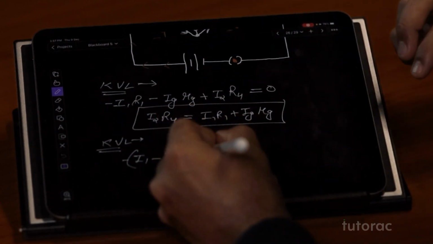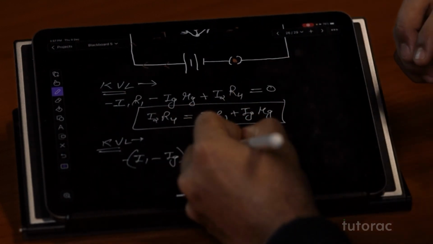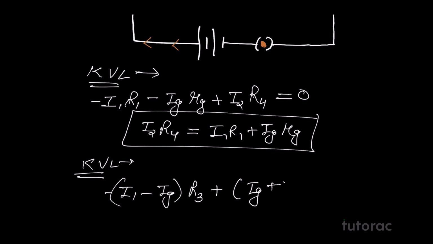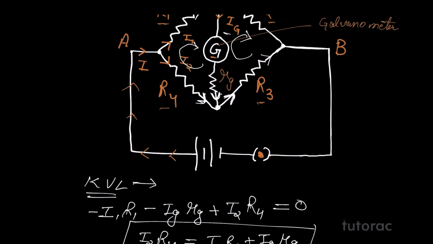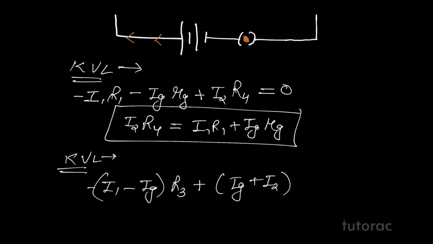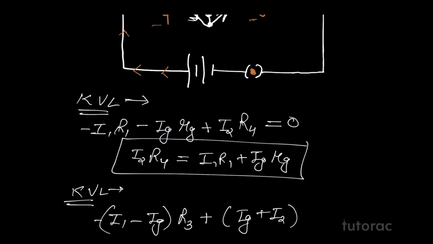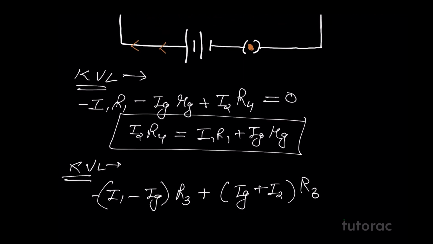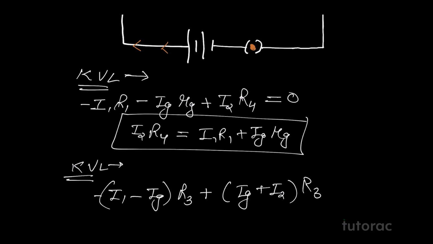So I'll write plus, as we are gaining the potential, Ig plus I2 is nothing but equal to this resistance, that I'll write as R3. Here we have actually R2. We'll rub it and we write R2.